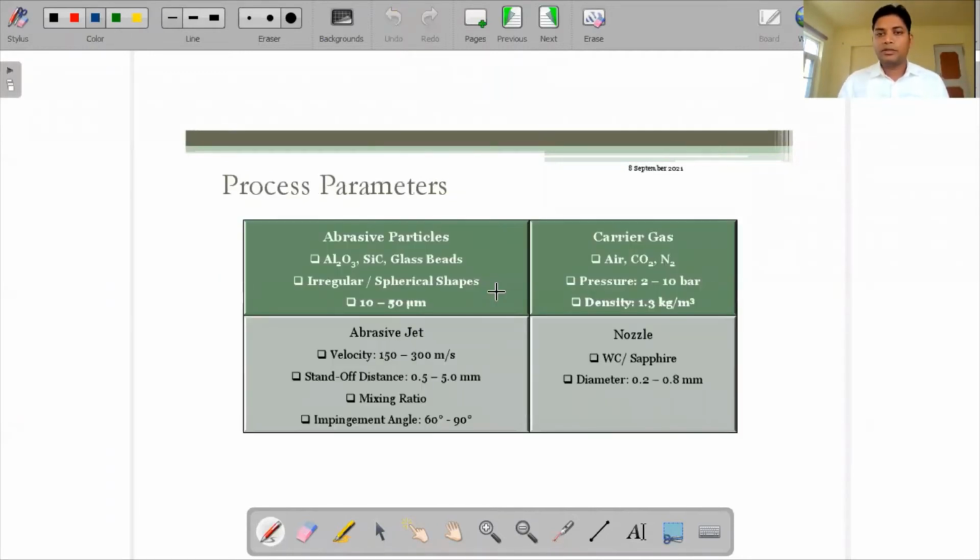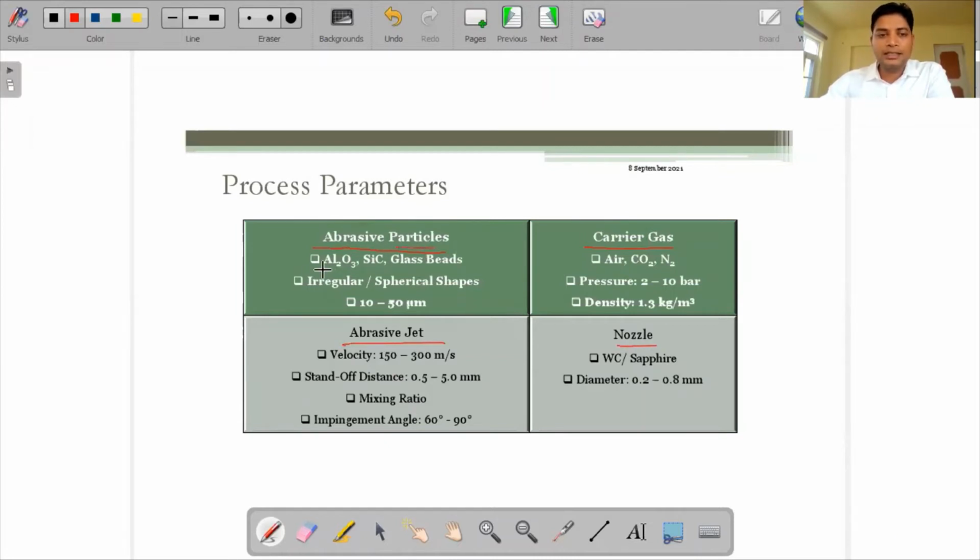Let's move to the parameters, guys. After this I will give you time, so if you have any doubt you can ask me. Four important parameters are there. First is the abrasive particles, what types of abrasive particles we are using. Next, the carrier gas, what types of carrier gas are available and we can use. Then the abrasive jet and the nozzle. First, let's discuss the abrasive particles.